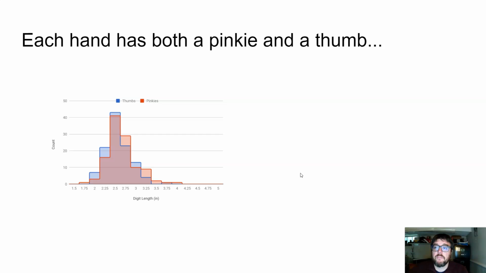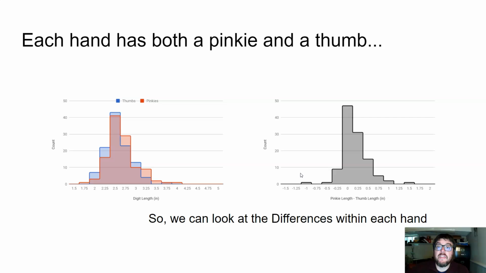But since we have both of them, we can find the difference. And that's going to control for whether someone's hand was big or not, right? If their hand is big, then both are bigger, but the difference between thumb and pinky is just a little bit different, and then we'll have that. So we can look at this distribution of differences.